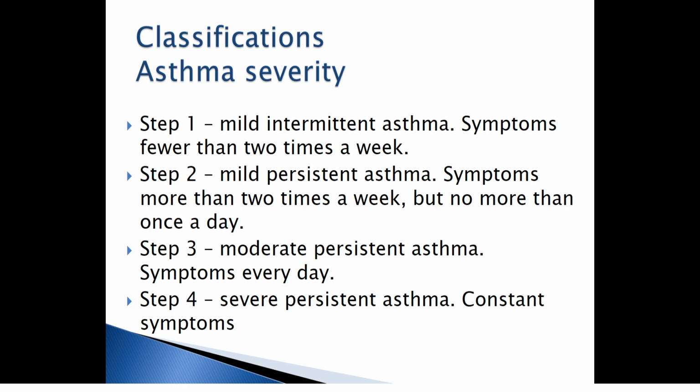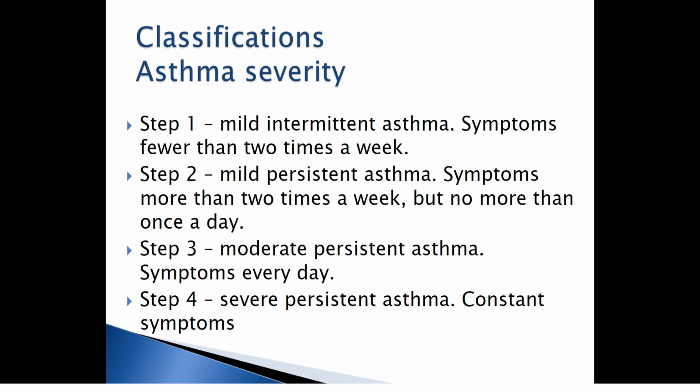Mild persistent asthma: symptoms more than 2 times a week, but less than once a day, from once a week to once a day. Moderate persistent asthma: symptoms every day. Severe persistent asthma: constant symptoms. We use this classification mostly for proper treatment.